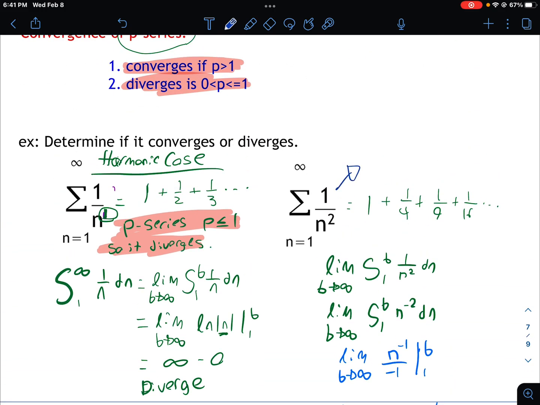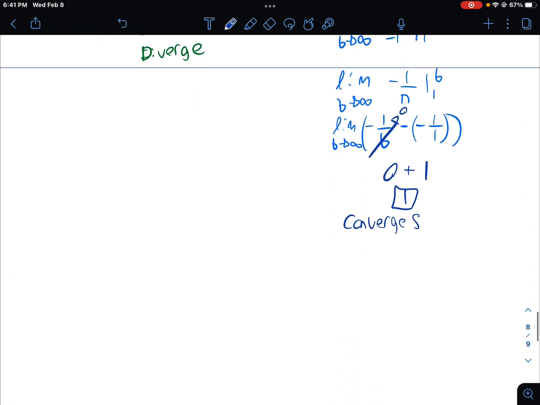Just like in the last case, when you notice that this exponent here is bigger than 1, you can say that it's a p-series where p is greater than 1, so it converges. And that's it. We don't have to say anything more. And why is that? Because we've applied the integral test in both these cases. We see that when p is greater than 0 and less than or equal to 1, then it diverges. Okay? And that's how we do that.